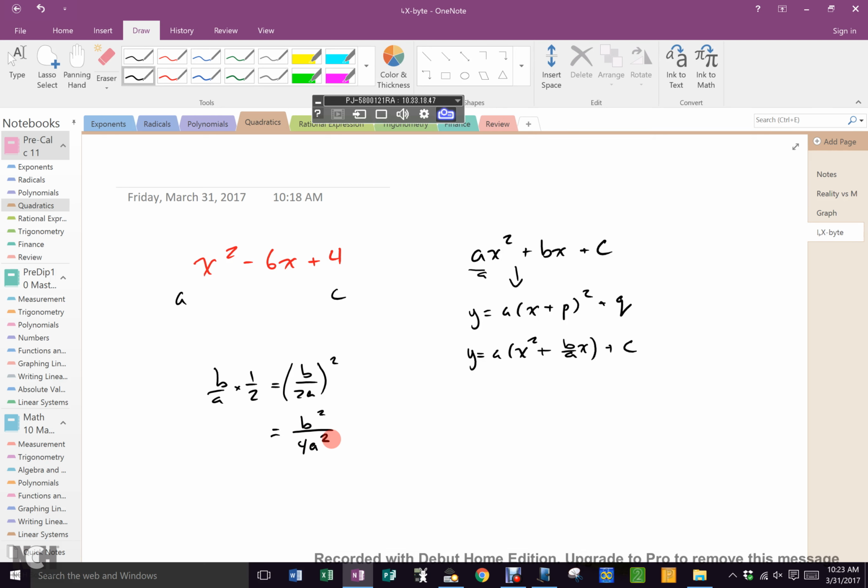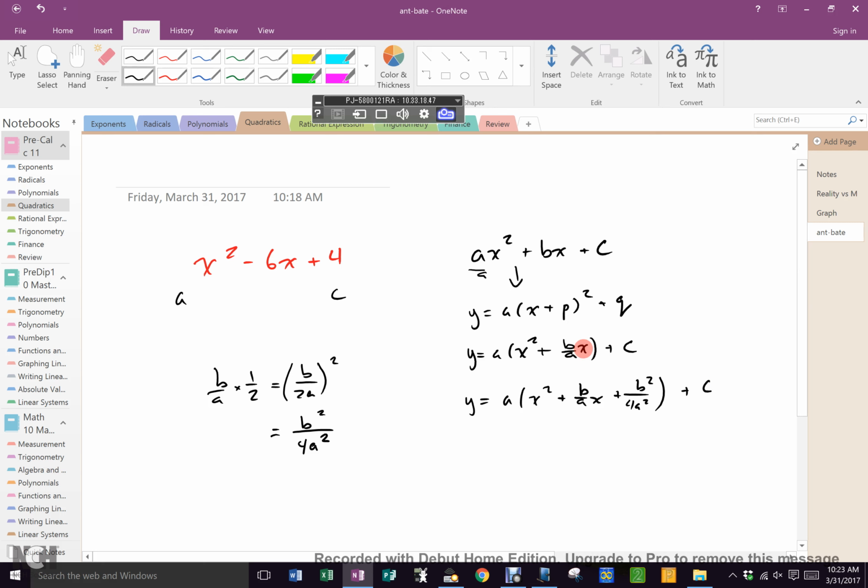Everyone's okay, right? So now I have y equals a x squared plus B over A x plus B squared over 4A squared. Is everybody cool there? Right? And then I still have plus c out here. Everybody is good? Is everybody okay? All right. Which square? B over A x. This is where we're going, Kelvin.